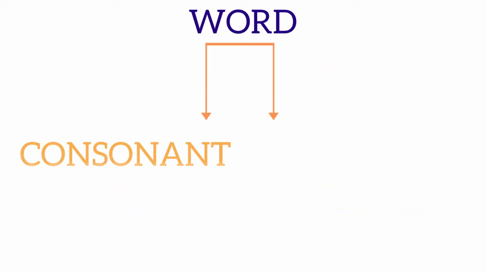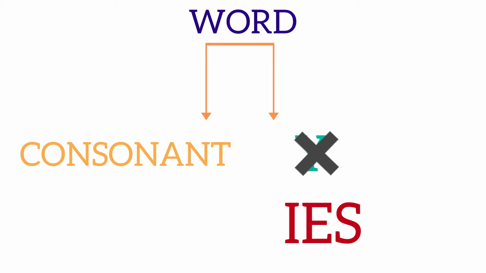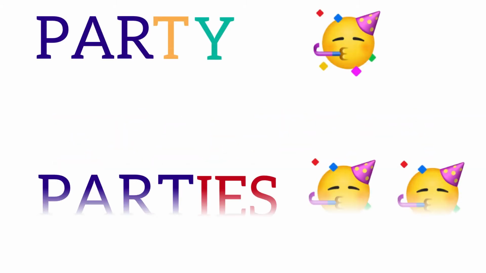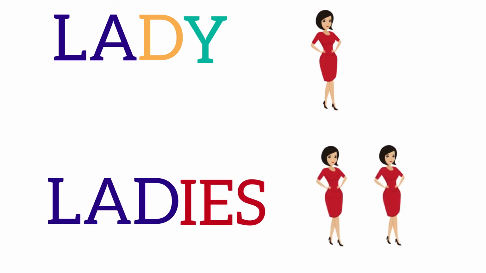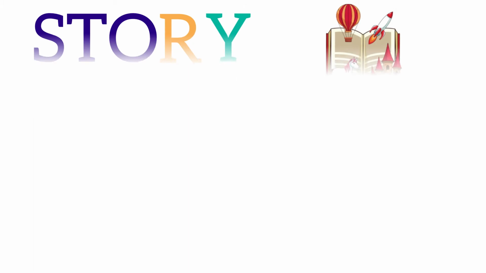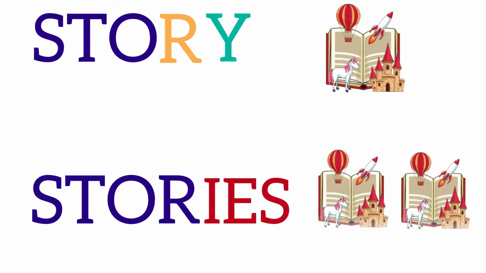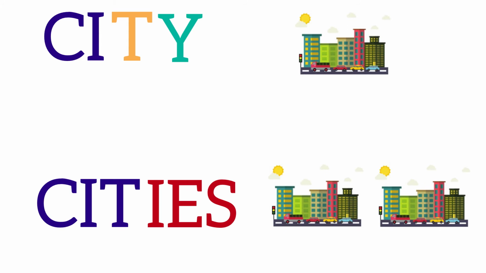When a word ends in a consonant and y, we remove the y and add ies. Here are some examples. Party, parties. Lady, ladies. Story, stories. City, cities.